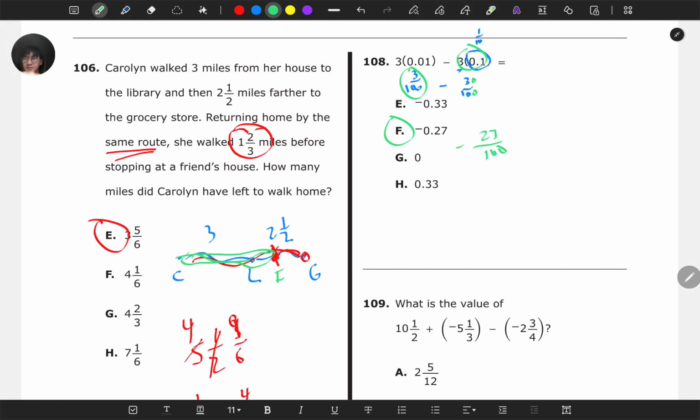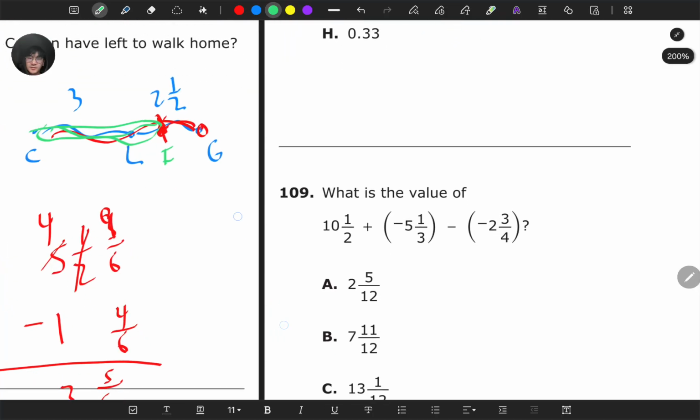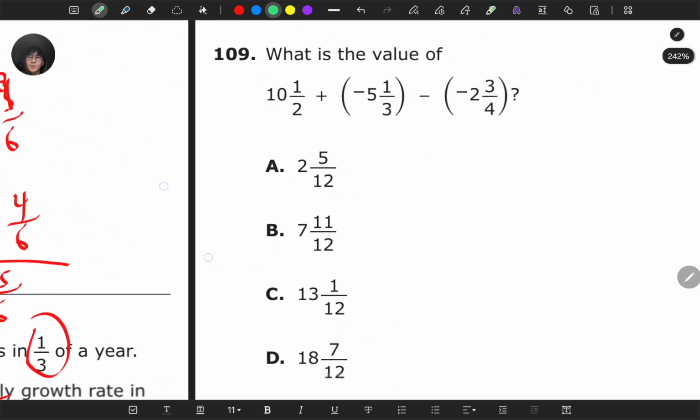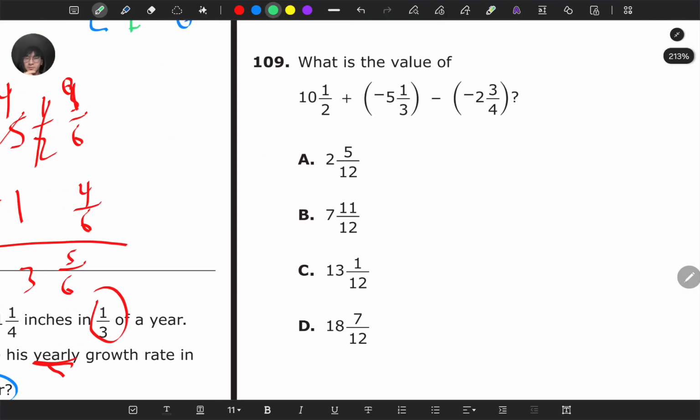You could go through this with the decimals, but it's more tedious. All right, anyways, 109. Okay, this is also really tedious. A lot more fraction operations and calculations. So what is the value of this?